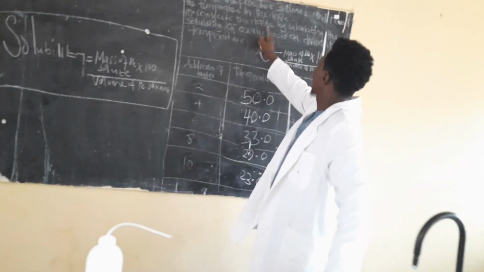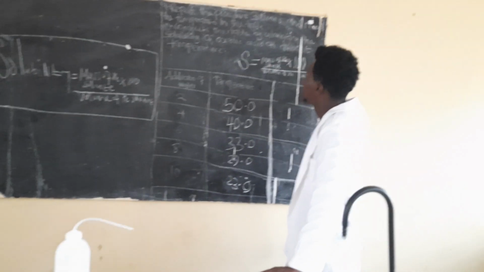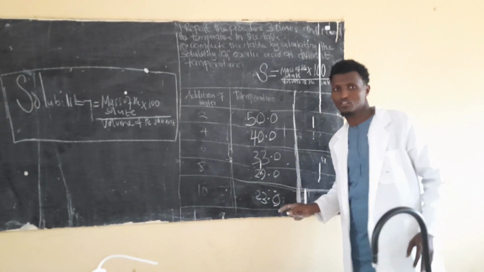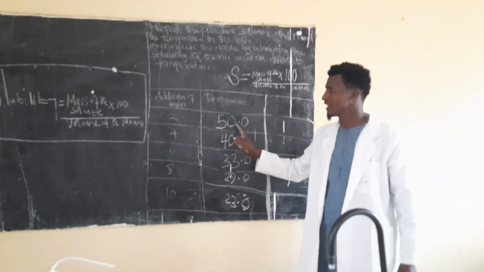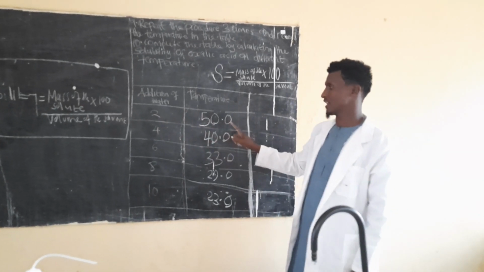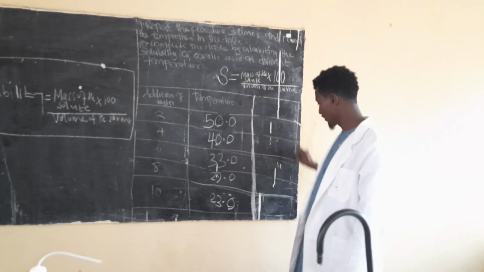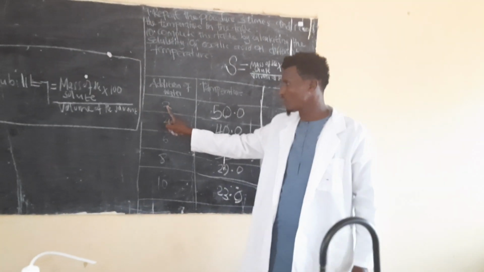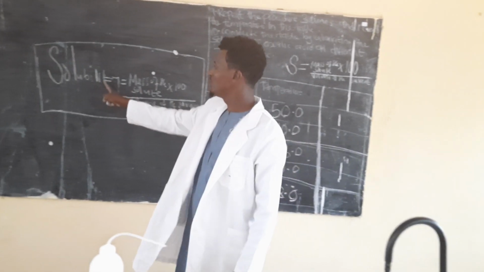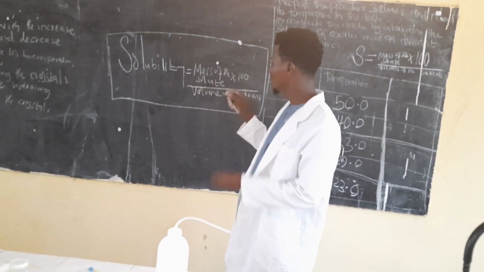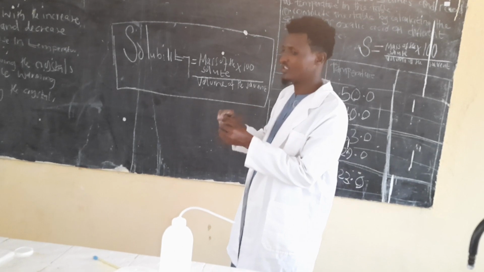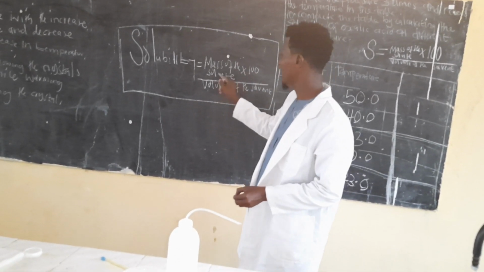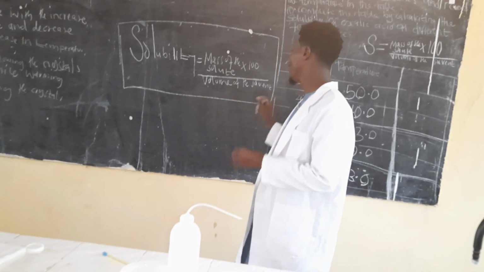Now let's complete the table by calculating the solubility of oxalic acid at different temperatures. At this temperature, what is the solubility? That's what I want to calculate. Again, at this temperature, 2 centimeter cube of water was used. Therefore, solubility is equal to the mass of the solute, the oxalic acid, times 100, divided by the volume of the solvent.